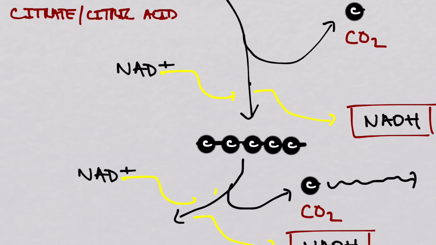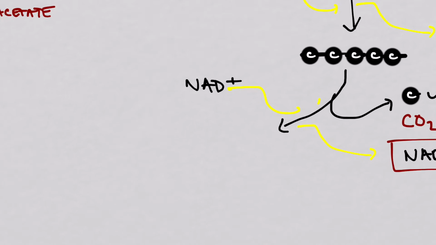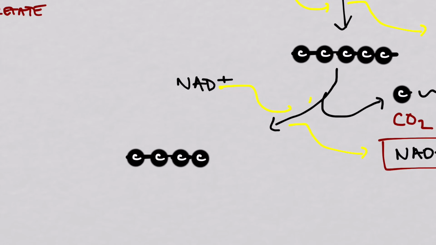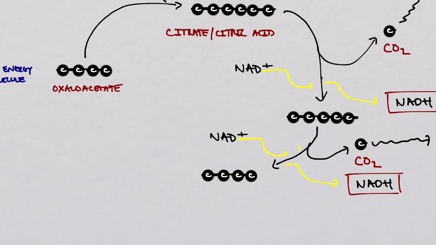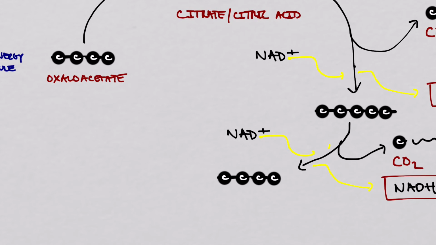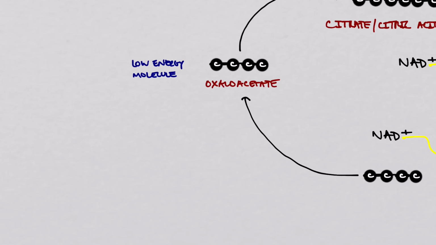Okay, and then that leaves us with a 4-carbon molecule. So again, just copy this 5-carbon molecule, but only grab 4 carbons, and a 4-carbon molecule is left. And this 4-carbon molecule is still very high energy, and it can still do a lot of work before it's converted back into oxaloacetate, which is our low energy molecule.